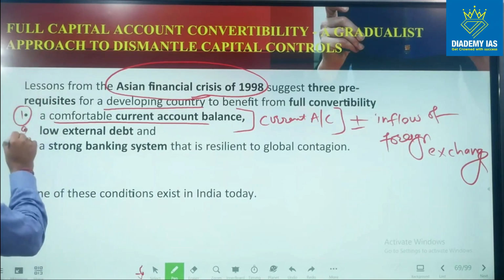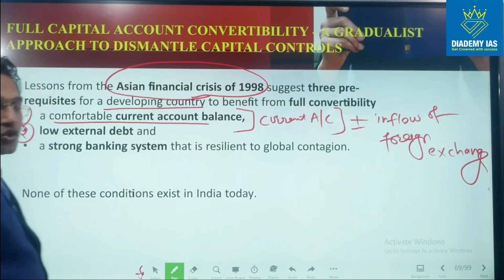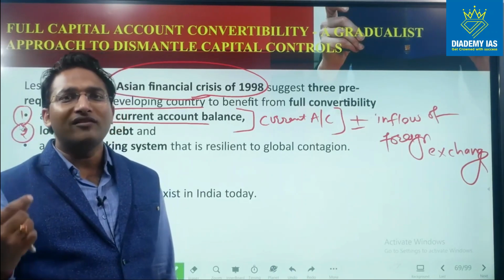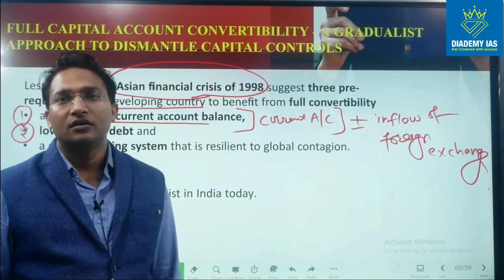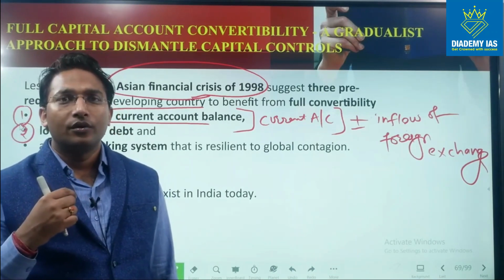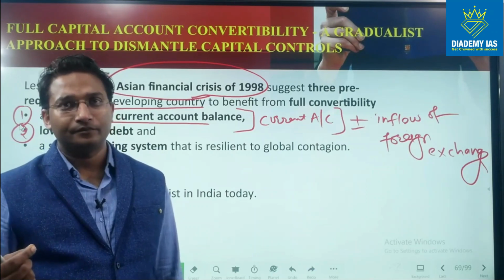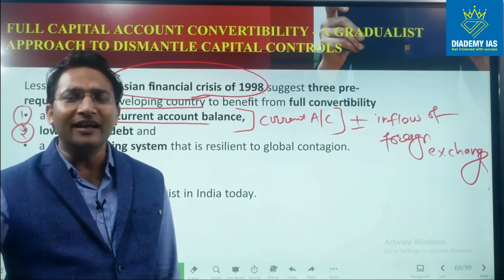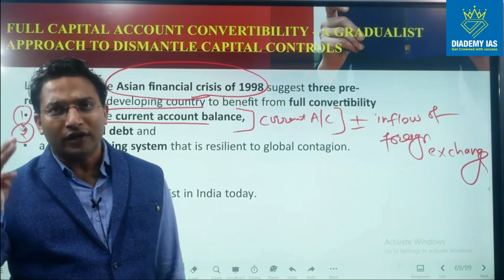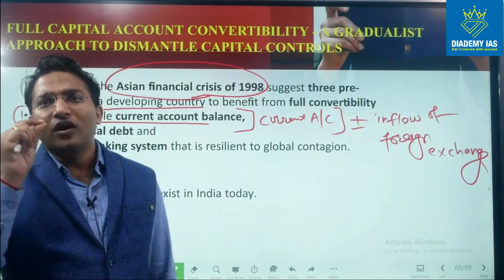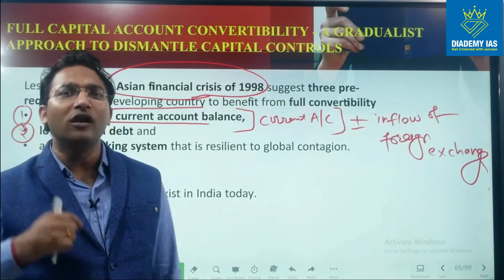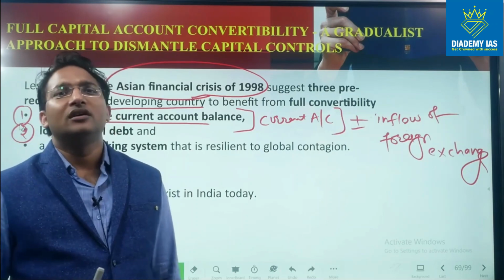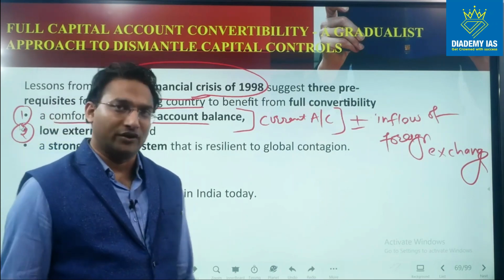Number two, low level of external debt. If the external debt is low, that means we don't have the obligation to repay outside India. That means we are independent. Even if foreign exchange goes suddenly out of India, we do not need to worry. So the volatility which is caused by the full capital account convertibility cannot adversely affect our operations.